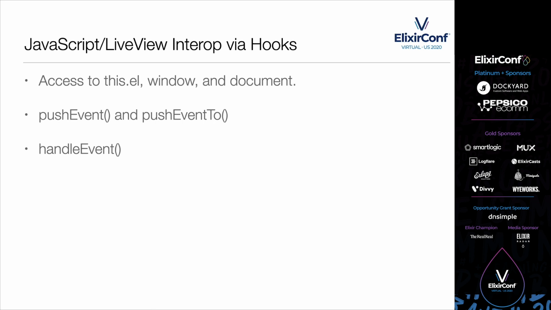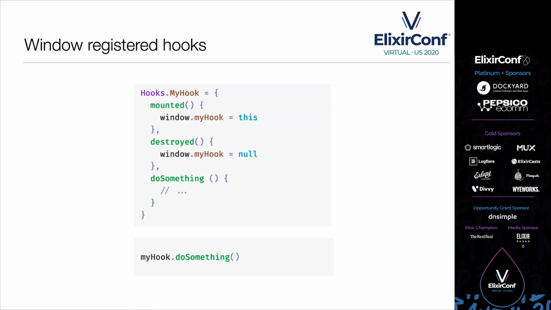Hooks allow JavaScript code to interoperate with LiveView. Hooks have access to the element that they are attached to, as well as window and document. Hooks can push events to the server LiveView using pushEvent and pushEventTo, and hooks can receive events from the server LiveView using handleEvent. Hooks are just regular JavaScript objects with some special properties. As such, they can be registered with window. We will leverage this later to access hook functions from AlpineJS code.